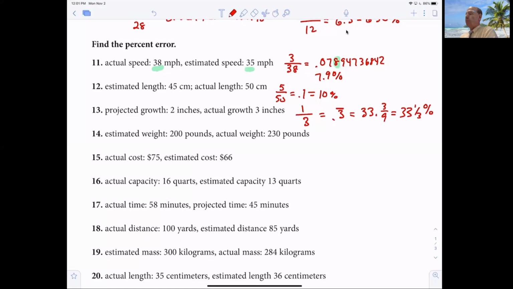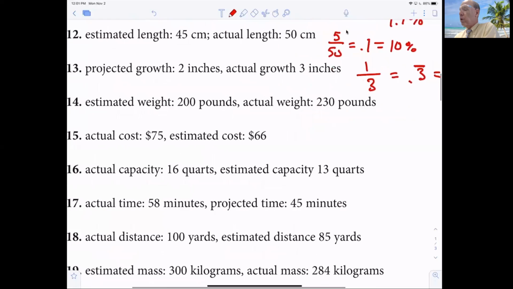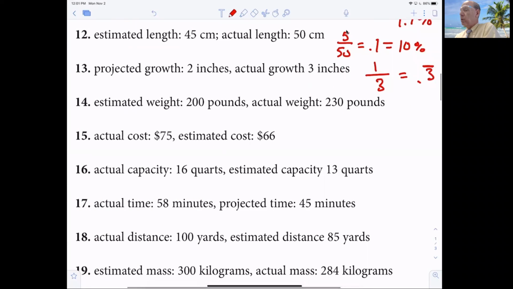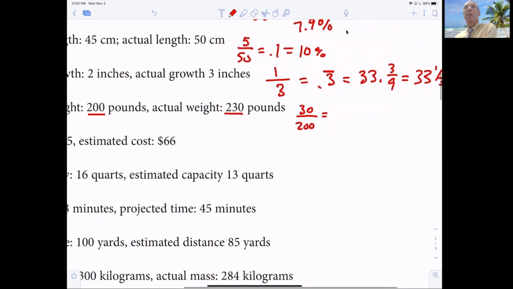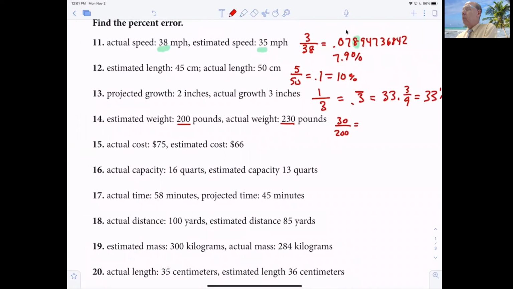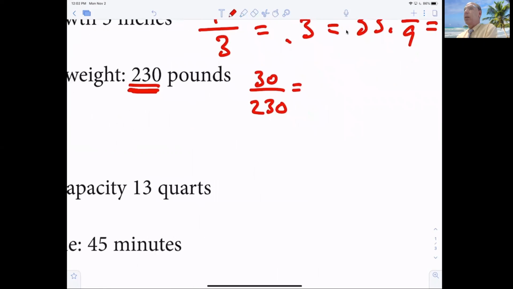KK, go. We're doing number 14. Isn't it 70 over? Why 70? Oh no, 30 over 200. Stop talking, boys. I want to hear. Is it 30 over 200 or 30 over 230? That's the actual. Right. Come on, girl. Tell me what that is.